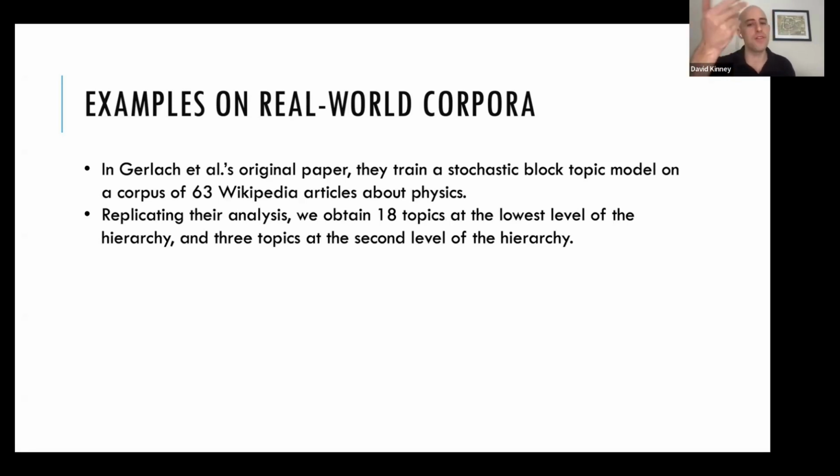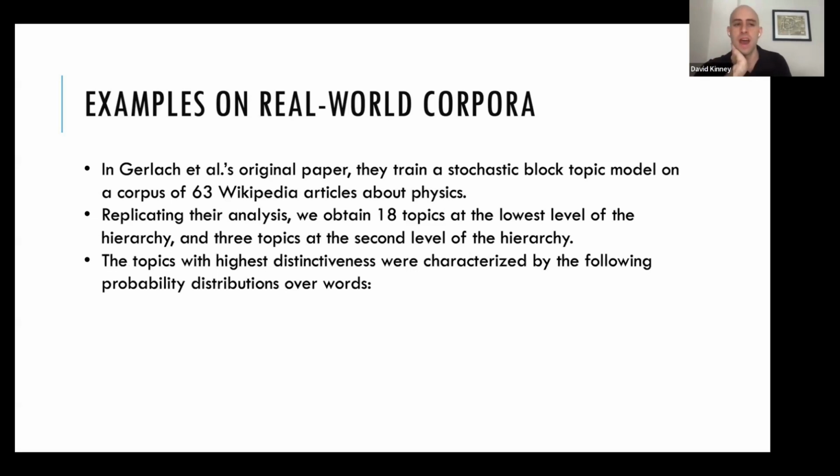So I replicated their analysis. In their paper, they report obtaining 21 topics at the lowest level of the hierarchy. I obtain 18 topics at the lowest level of the hierarchy, and then 3 topics at the second level of the hierarchy, and they also get 3 in their runs as well. So it's interesting the ways in which we have stability and instability across different runs of these stochastic block topic models. I think there's still more work to be done to make all this really replicable and look at things like p-values about how stable these models are, but certainly it's not a massive divergence from what they find in their paper.